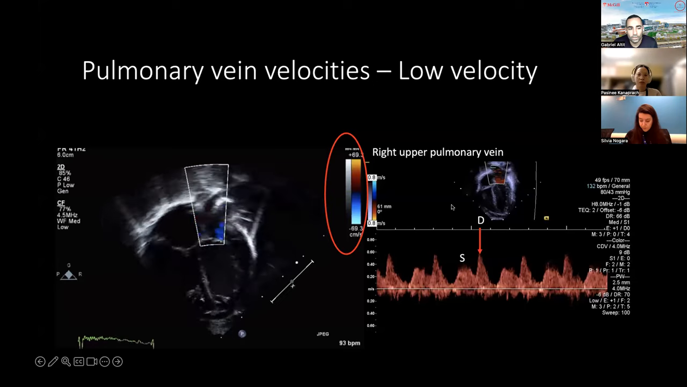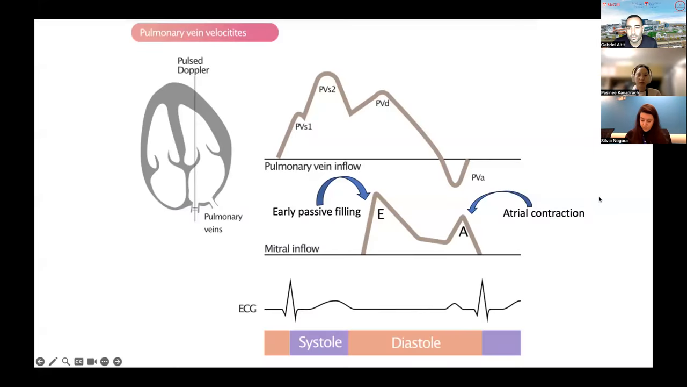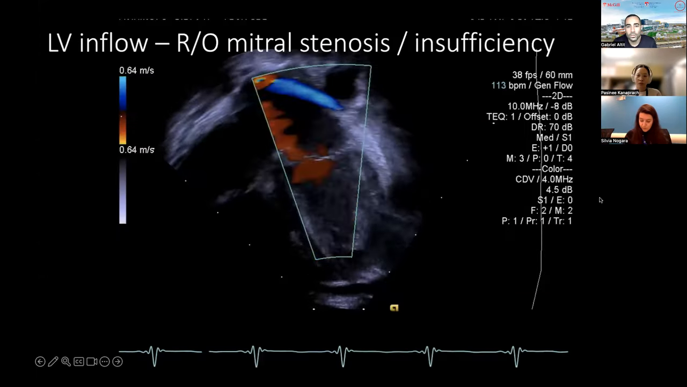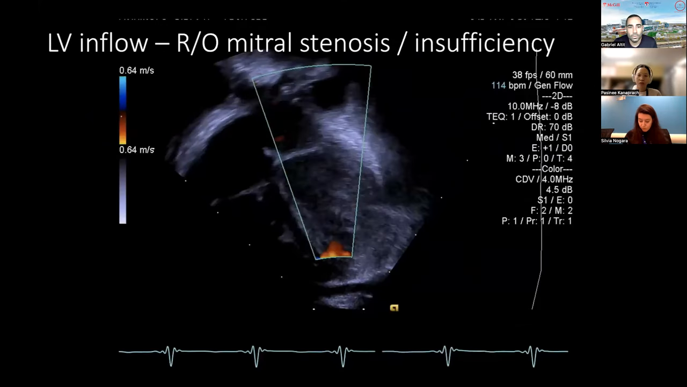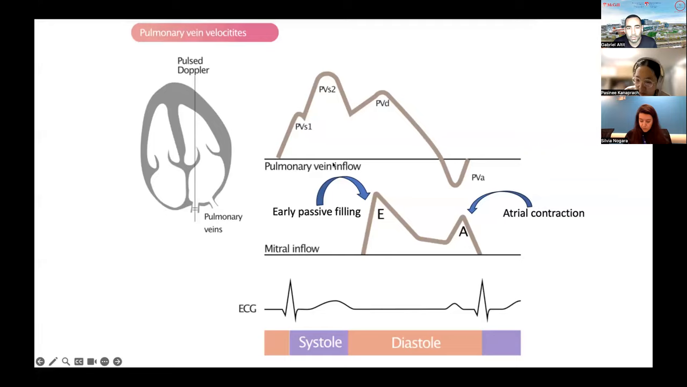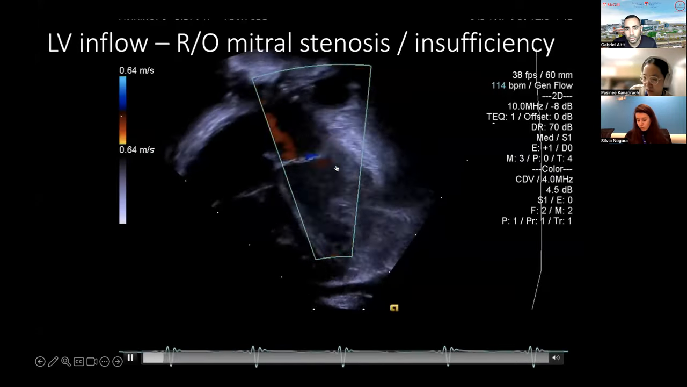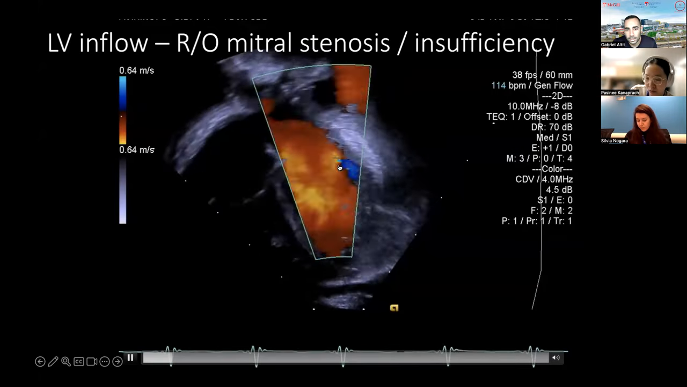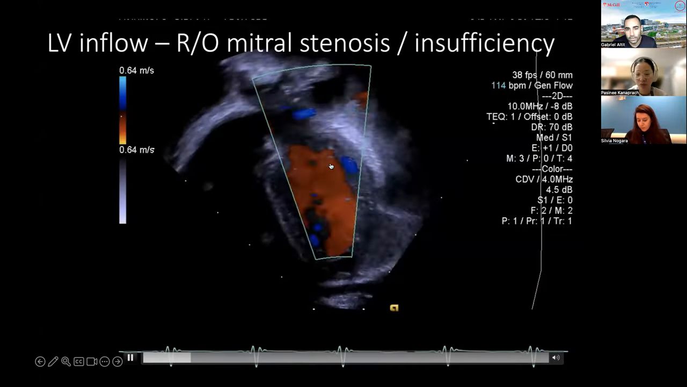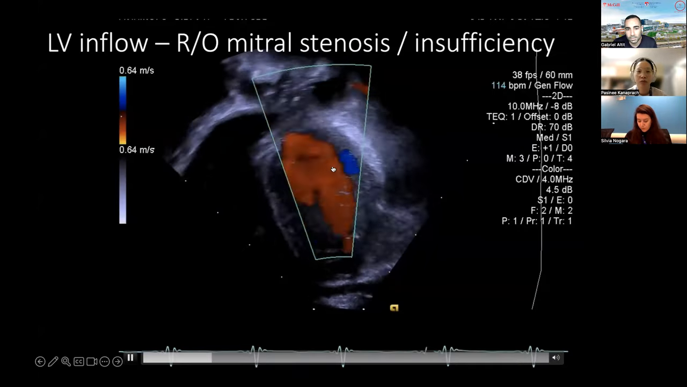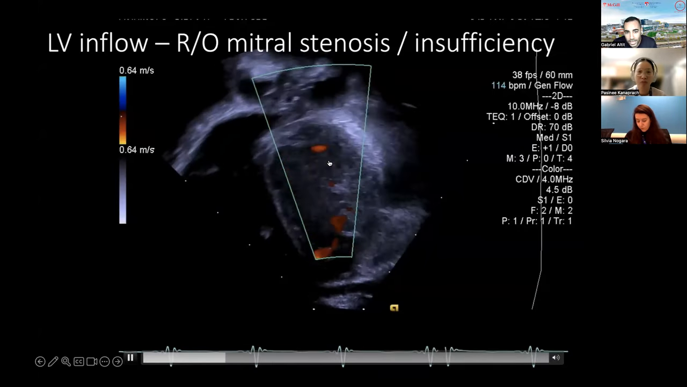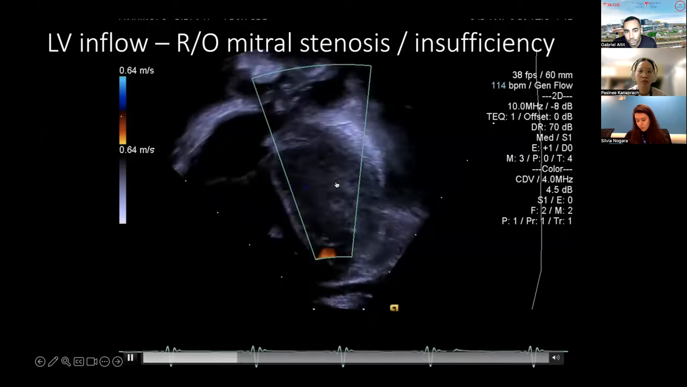So this is for this. We spoke about that. Then when you put your color box, we want to put the cursor for sampling the velocities of the inflow of both the mitral valve or the tricuspid valve, at that area that's very red, at the tip of the mitral valve or the tip of the tricuspid valve.